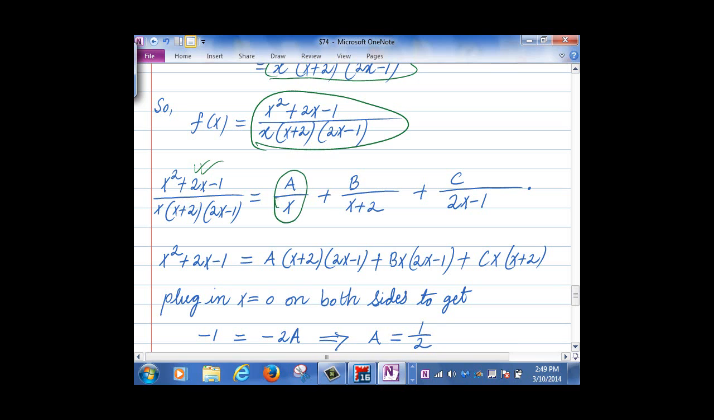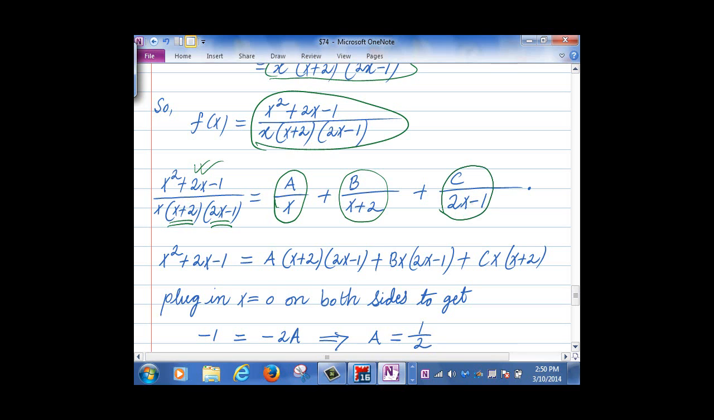Everybody's okay? Now I look at the second factor. The second factor is x plus 2. In my decomposition, I am going to get a term where the denominator is x plus 2, the numerator is a constant B. Okay? And for the third factor, 2x minus 1, I am going to get a fraction in the decomposition where the fraction is a constant over 2x minus 1.